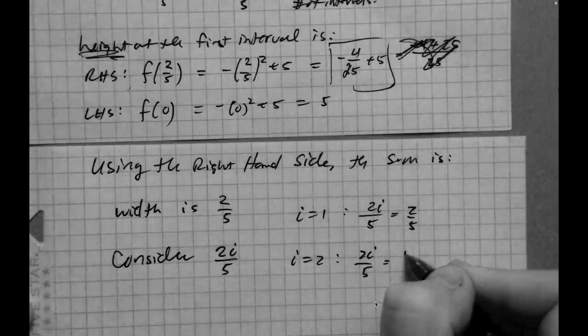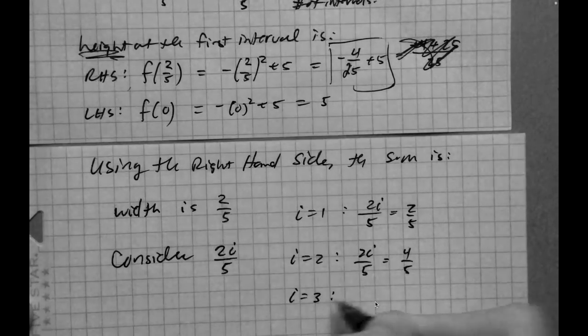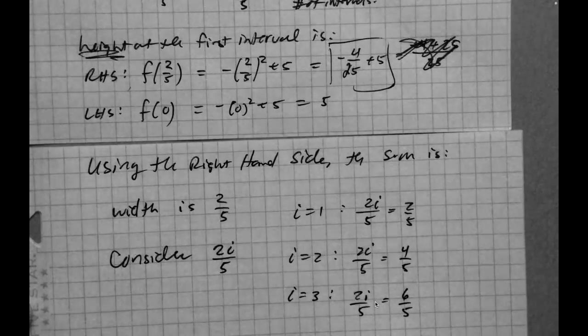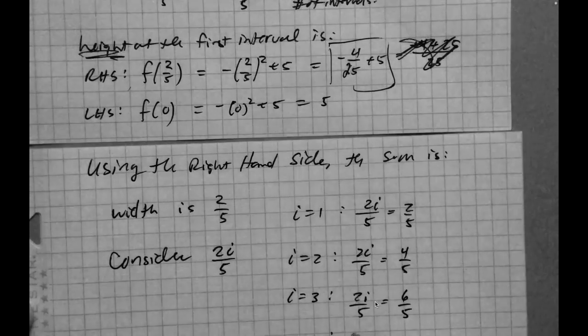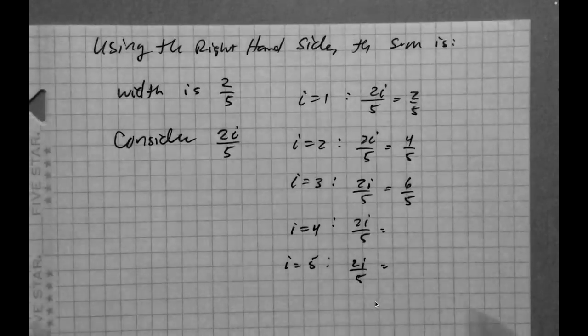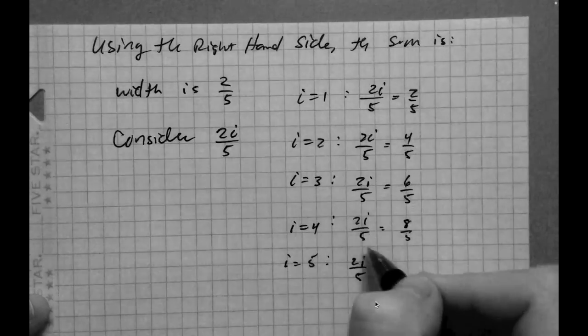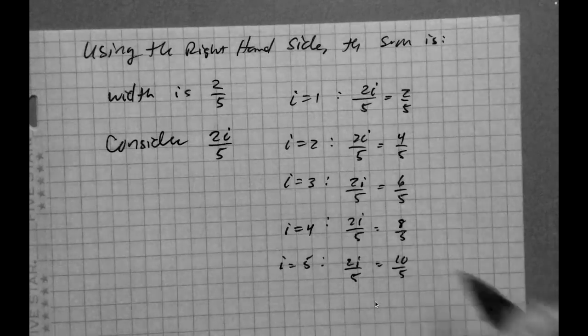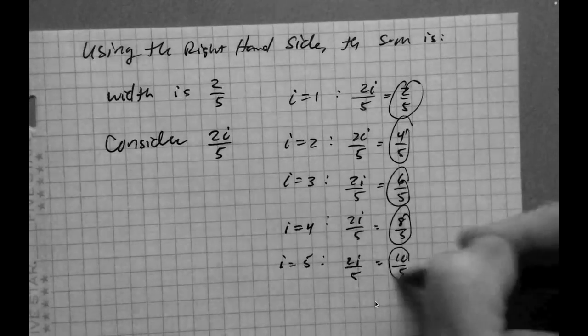If i is equal to 1, then 2i over 5 is 2/5. If i is equal to 2, then 2i over 5 is equal to 4/5. If i is equal to 3, 2i over 5 is 6/5. For i equals 4, you're going to get 8/5. 2 times 4 is 8, divided by 5, and then for i equals 5, 10/5. Okay, so these are the exact intervals that we want.